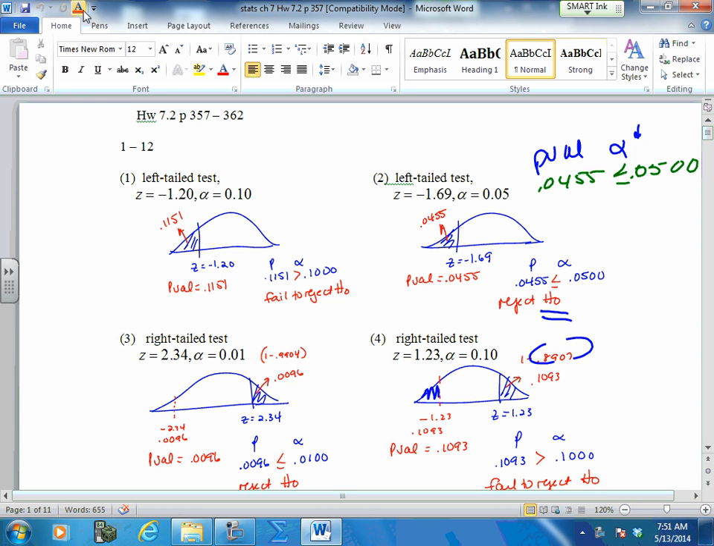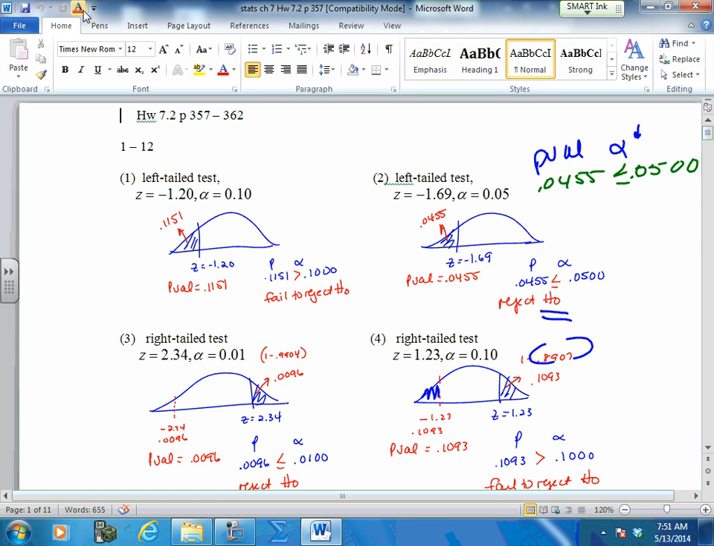So in this one here, when we tested this area, it was greater than our level of significance, so we failed to reject H0. All they wanted out of this was just a decision based on your p-val, based on your area under your curve. P-val stands for probability value, the area underneath the curve for that particular z-score. That's why your sketches are very important.